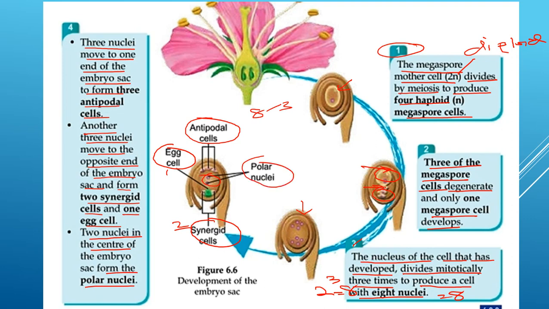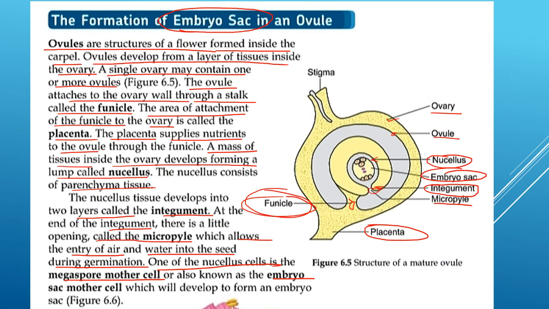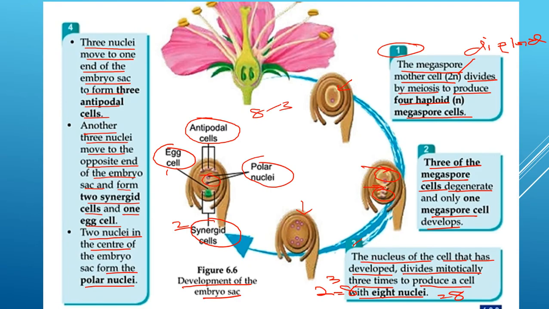Okay? So itu adalah bagaimana terjadinya embryo sac. The developments of embryo sac in flowering plant. Okay? So that's all for today. Next video we will learn about fertilization. Okay, today we only learn the structure inside the flower, and also formations of embryo sac and also the pollen grain. Okay, next video we will learn about fertilization.